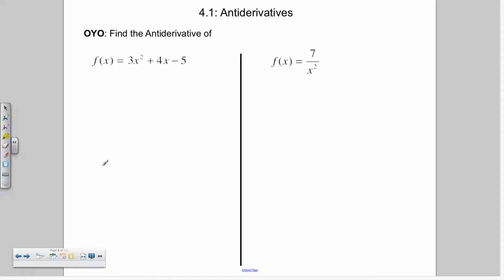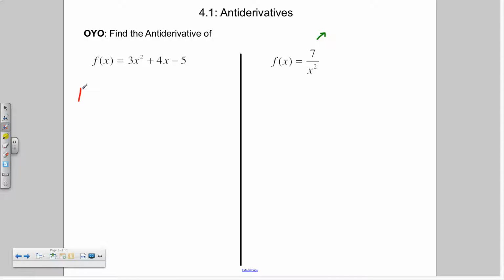At this point, I want you guys to try finding the antiderivatives of these. Remember your exponent rules for this one. Okay, pause the video and take a couple minutes to give it a shot. All right, let's take a look.